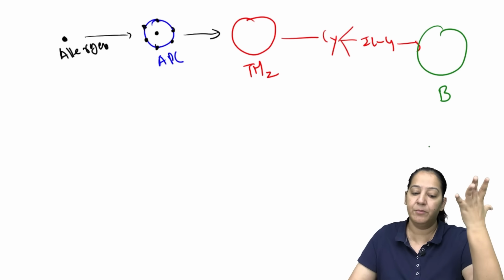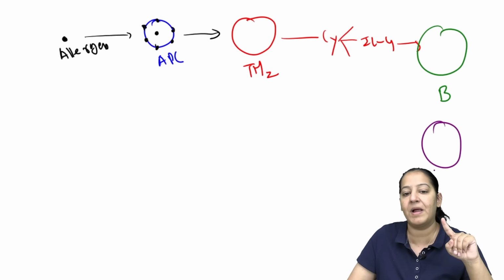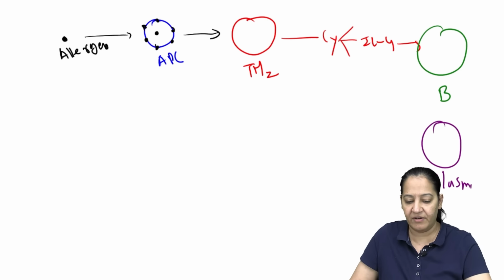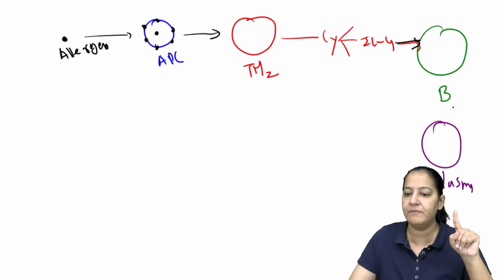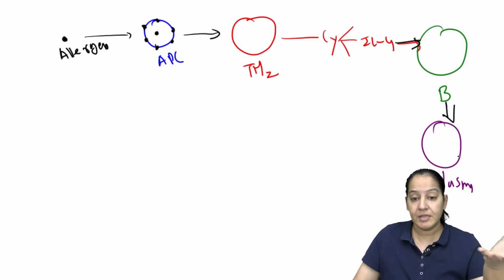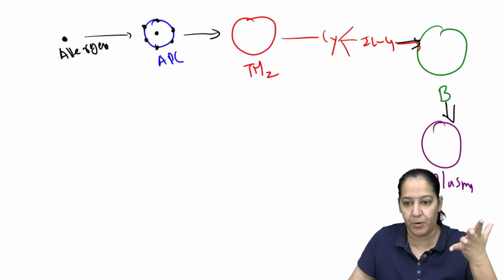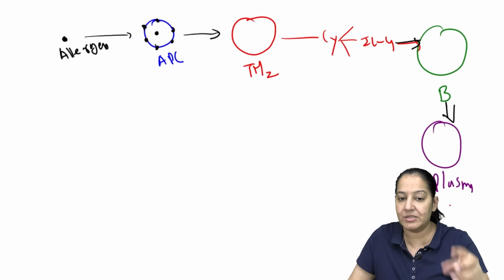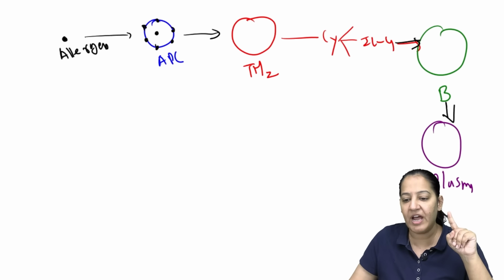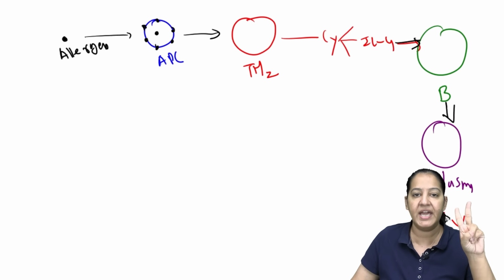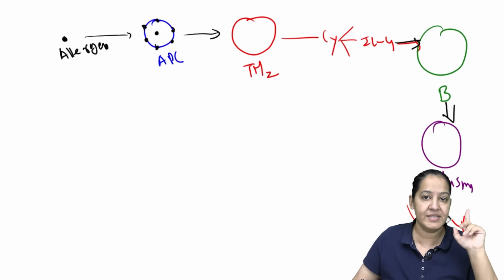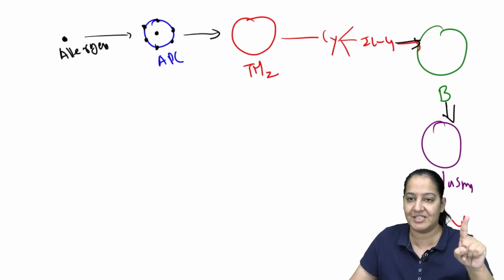B lymphocyte gets stimulated and it will convert into plasma cell. The plasma cell will start forming antibodies. Which antibodies? There are 5 types of antibodies: IgG, IgA, IgM, IgD, IgE. So it will form IgE type of antibodies in type 1 hypersensitivity reaction, to be very specific.